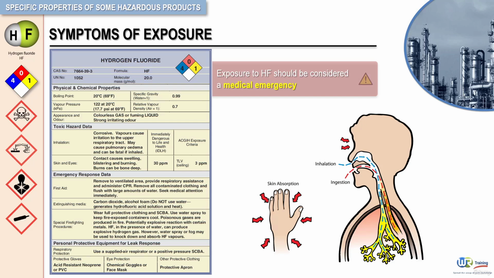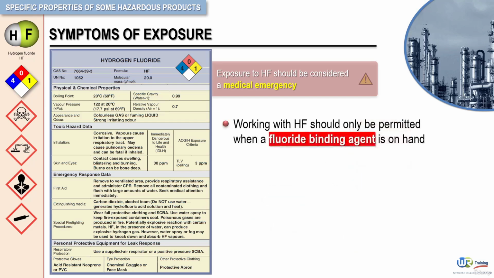As a safety best practice, working with HF should only be permitted when a fluoride binding agent is on hand. Typical examples of fluoride binding agents are now shown on screen. If your facility handles, stores, processes, or transports HF, please make sure you have such systems at your disposal.